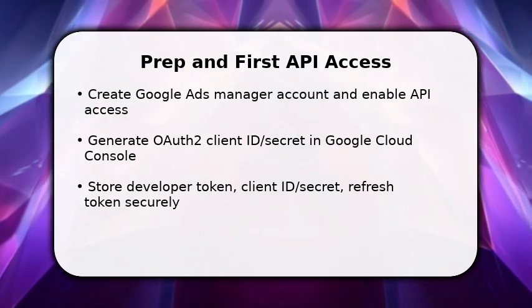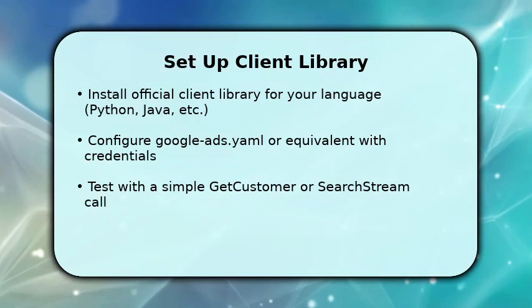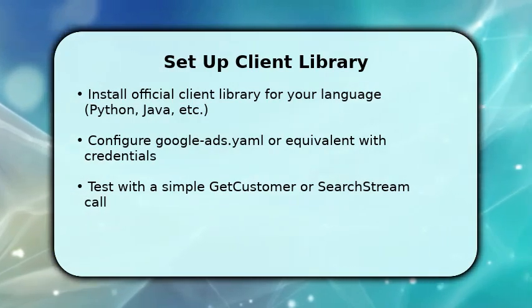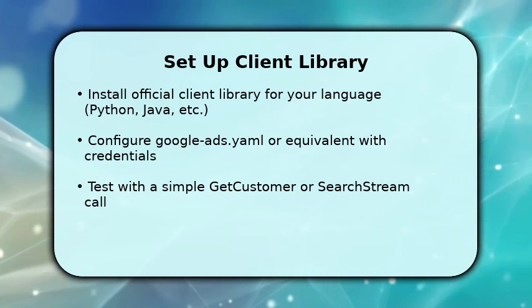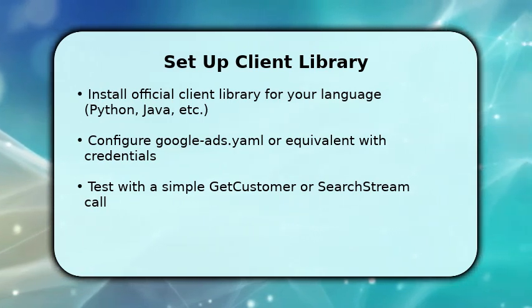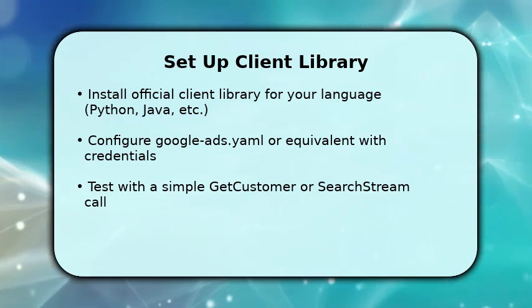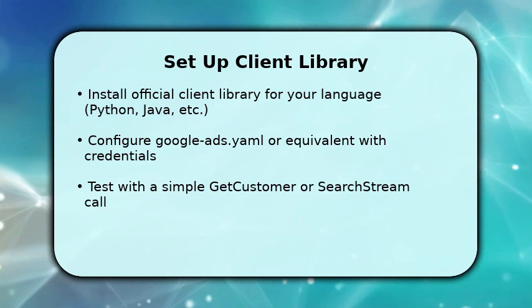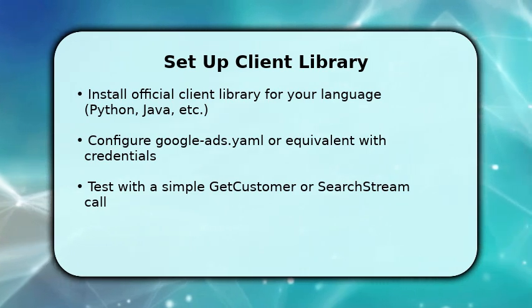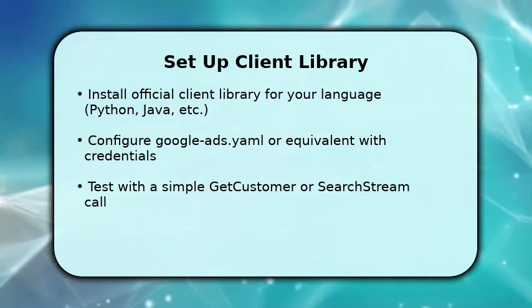Now you install the official Google Ads client library for your language and import it into your project. This reduces boilerplate and handles auth. Then configure the provided config file, google-ads.yaml or env-vars, with developer token, client ID/secret, refresh token, and login customer ID so requests route correctly.